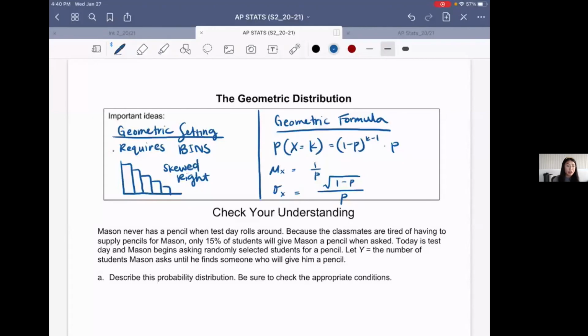Okay, so here are our important ideas. The first one is a geometric setting, which requires BINS as well, similar to a binomial distribution. Something else you should know is that in a geometric setting, it is skewed right. And here are our geometric formulas with the mean and the standard deviation. The standard deviation is new here, which is the square root of the probability of failure over the probability of success.